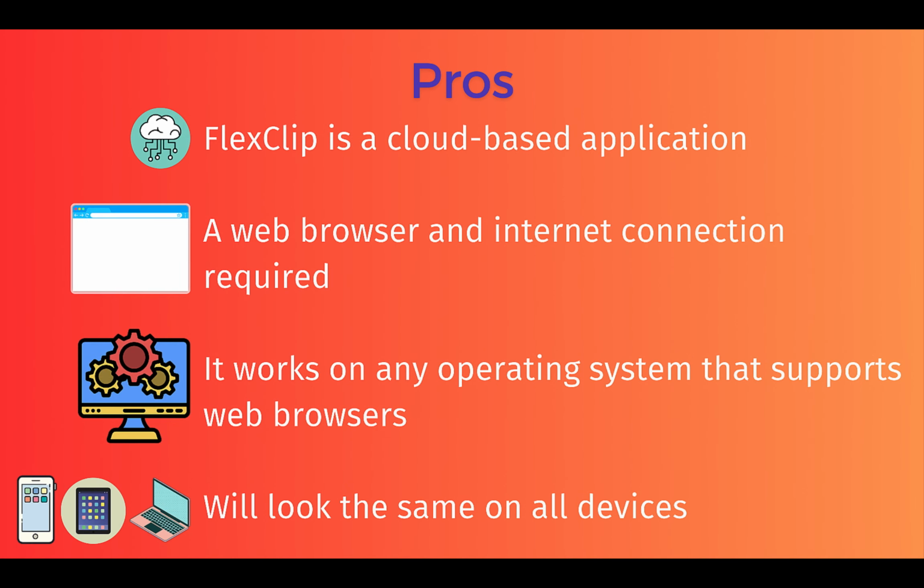FlexClip is a cloud-based application, so all you need is a web browser, such as Chrome or Firefox, and an internet connection. It works on both Mac and Windows platforms. Don't need to download software or have a computer with high-end specs. If you need to access the app from a different computer or browser, the content and display should be identical, no matter what kind of device you're using.